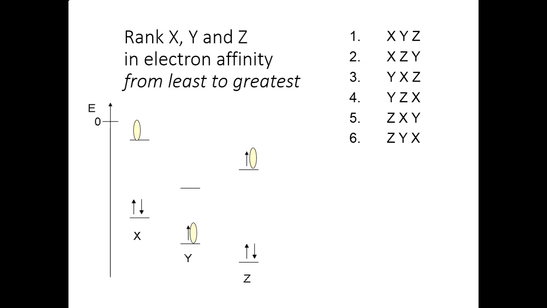The electron affinity can be determined by the energy change an extra electron would experience when adding to each atom. Here, X would have the smallest electron affinity, whereas Y would have the largest. In ranking them from least to greatest, ranking number 2 would be correct.